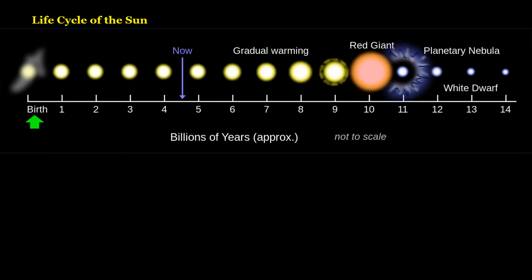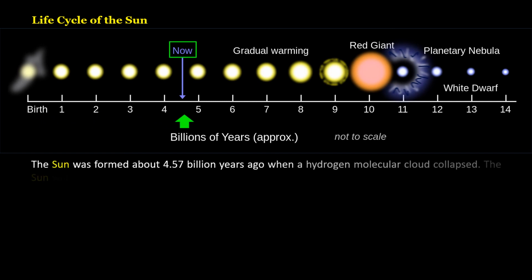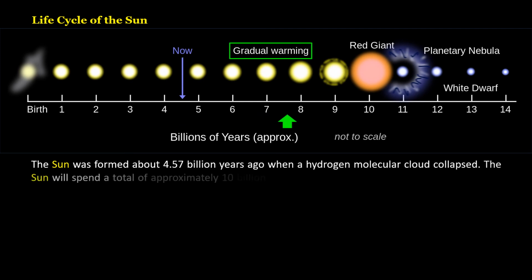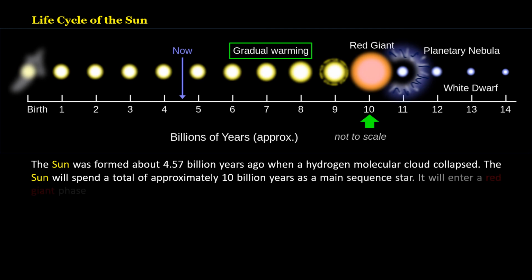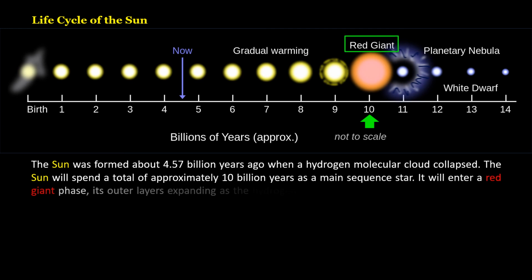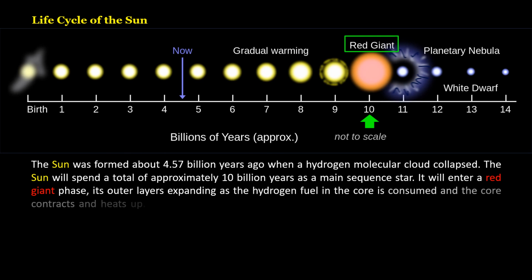Life cycle of the Sun. The Sun was formed about 4.57 billion years ago when a hydrogen molecular cloud collapsed. The Sun will spend a total of approximately 10 billion years as a main sequence star. It will enter a red giant phase, its outer layers expanding as the hydrogen fuel in the core is consumed and the core contracts and heats up.